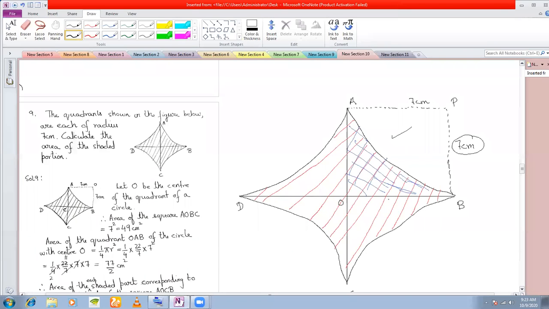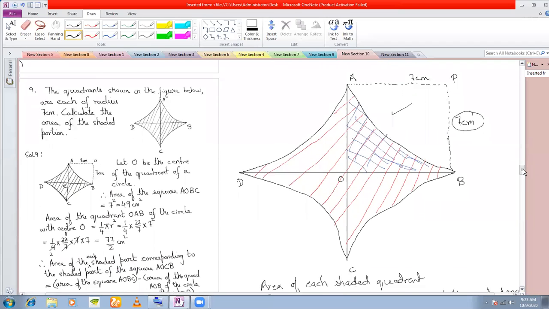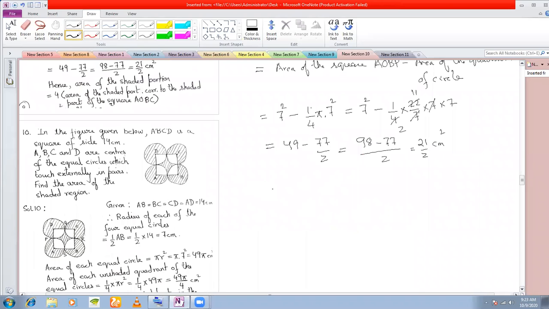So what is the area of the entire shaded part? There are four shaded parts like this. So multiply it by 4. Therefore, area of the shaded region is 4 into 21 by 2. You cancel this. You get 42 centimeters square. So that is how you find out the area here.